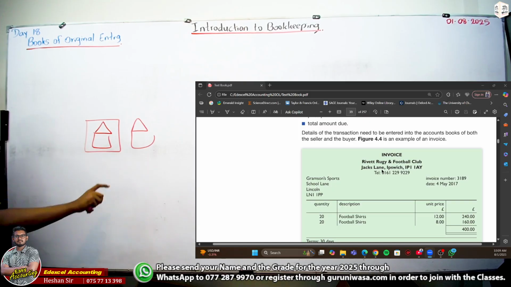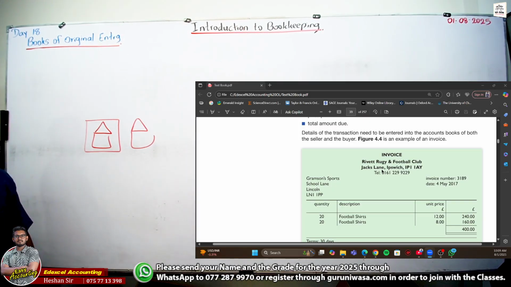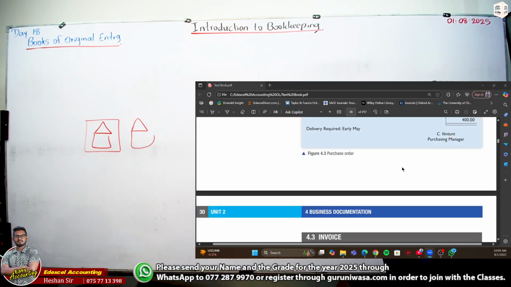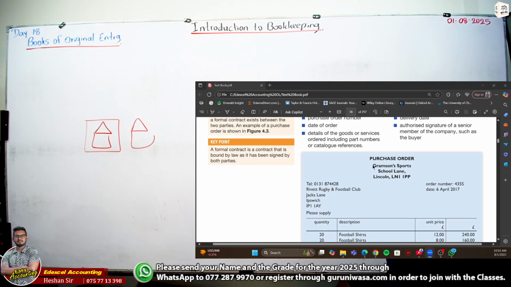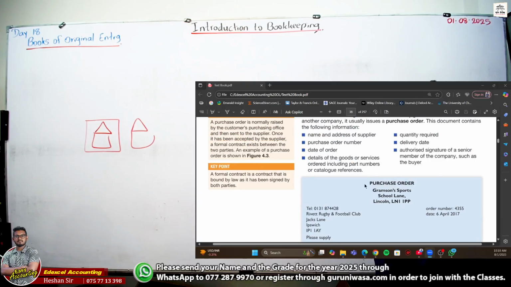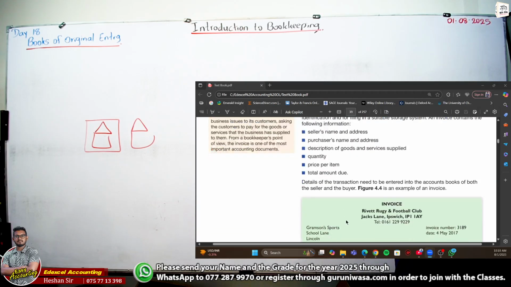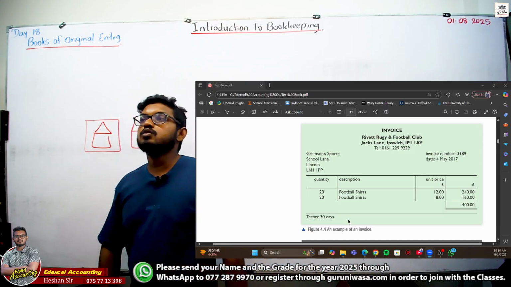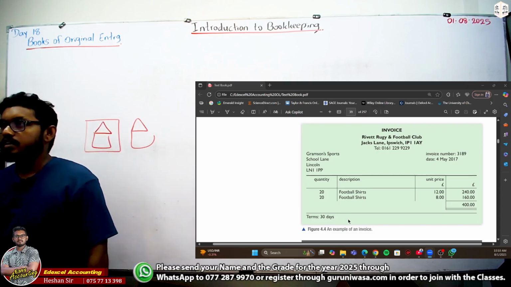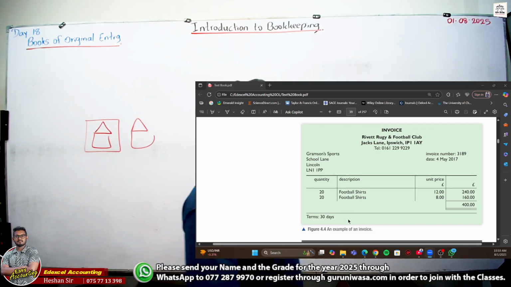They are the one purchasing goods from the seller. Let's see who's the seller and buyer. Purchase order. Yes. Now the purchase order was sent by Gramson Sports to River Rugby Club, right? So River Rugby Club is the one giving the goods. Right, now it's like this. Look here, I'll explain the full scenario.